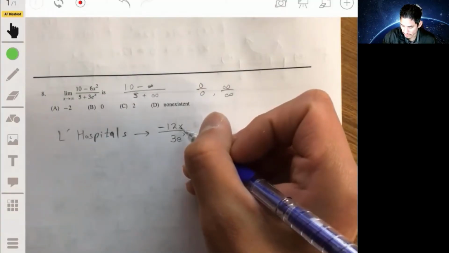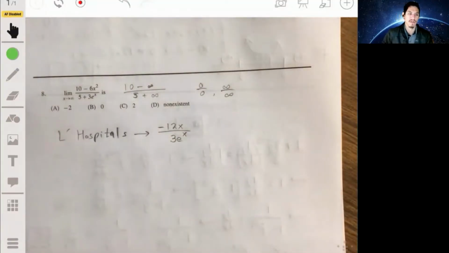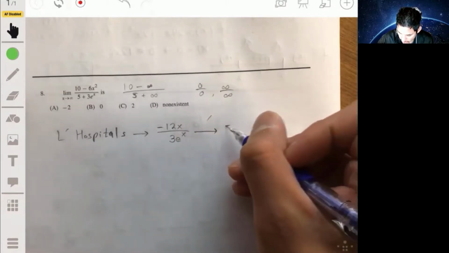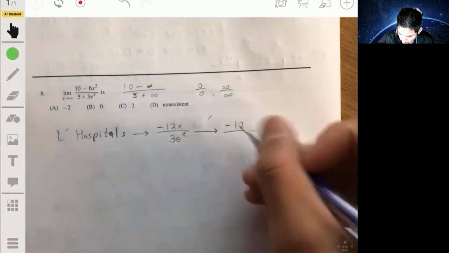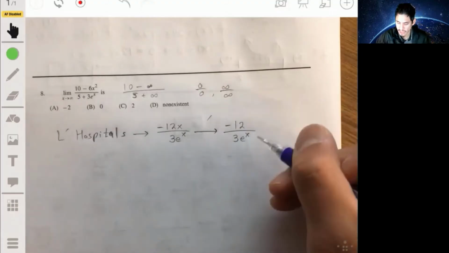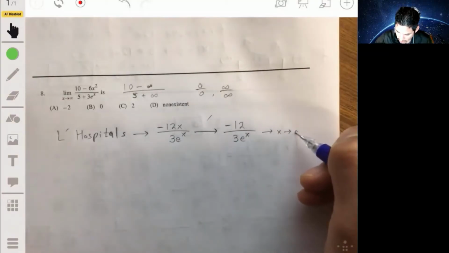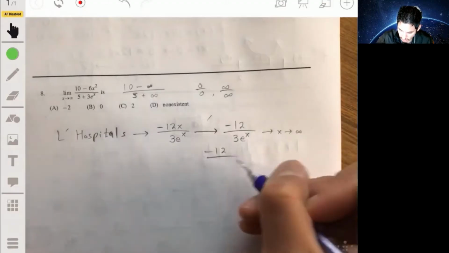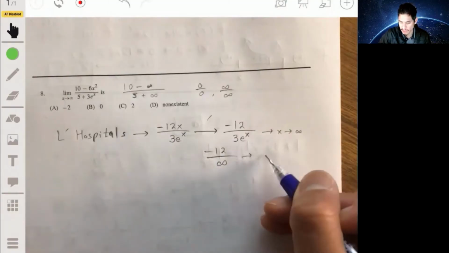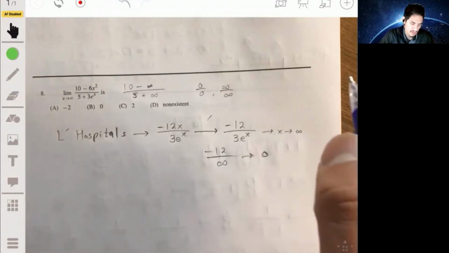If we plug in infinity again, we're still going to get infinity over infinity. We're still going to get an indeterminate form, so we can just do it again. We take the derivative again, and we'll get negative 12 over 3e to the x. Here, you can see that if you plug infinity into x in the denominator, you'll get negative 12 over infinity. So this basically approaches a very, very small number. It gets infinitely close to 0, and so the answer will be B.